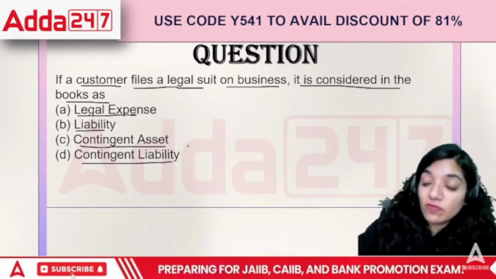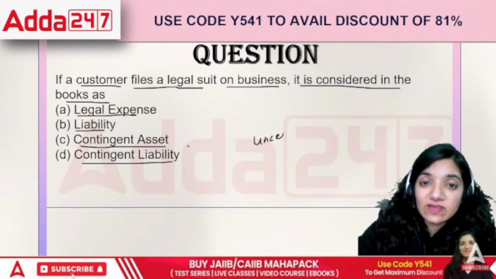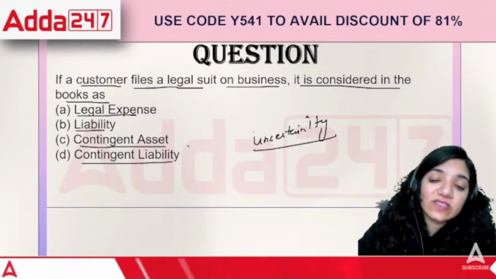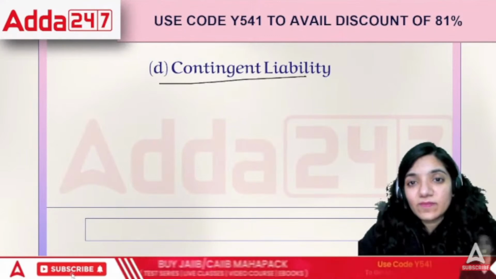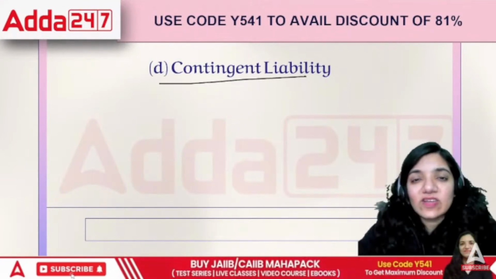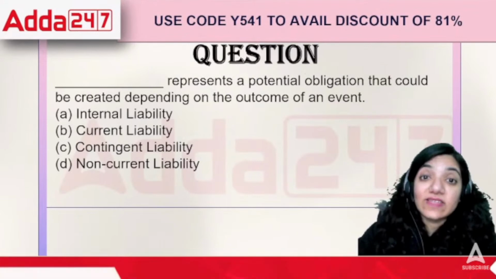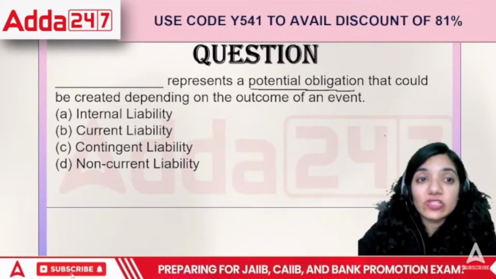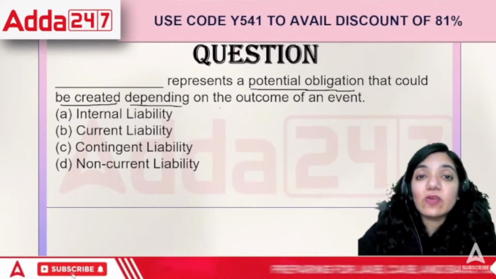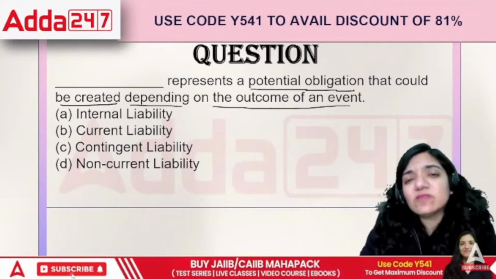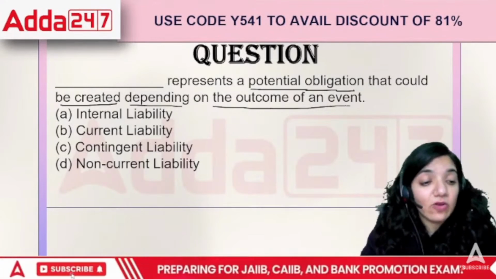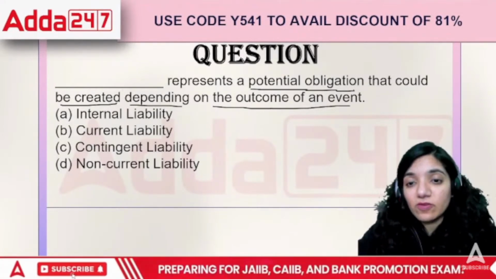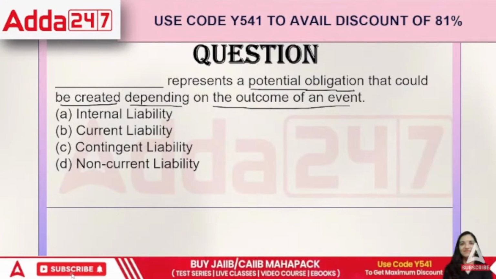In such a situation of uncertainty, we call it a contingent liability. Right? So let's move on and talk about the next one. Dash represents the potential obligation that could be created depending on the outcome of the event. That means there's a potential obligation. I'm not paying right now, but I might have to pay in the upcoming future. So what will we call it?